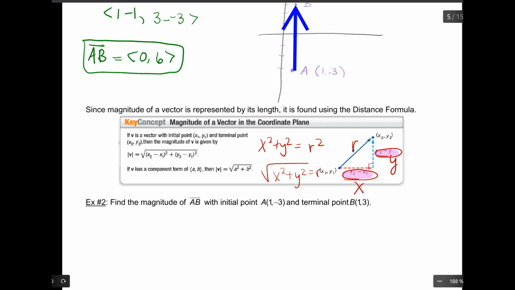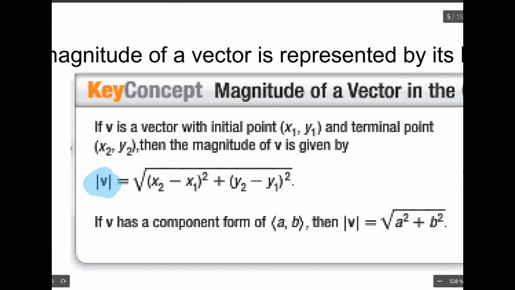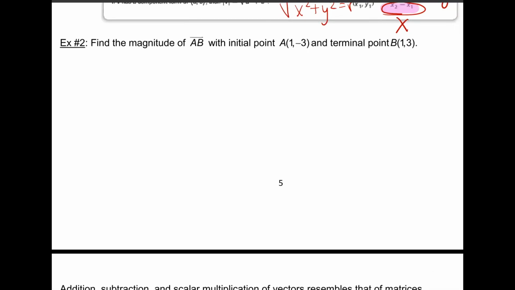So this bar right here, this absolute magnitude, just tells us that we're finding the magnitude. Absolute magnitude gives just the number. Yep, exactly. Because if we're wanting the magnitude of the vector, I just want the number, I just want the length. So we can go through example 2. Find the magnitude of AB with initial point 1, negative 3 and terminal point 1, 3.